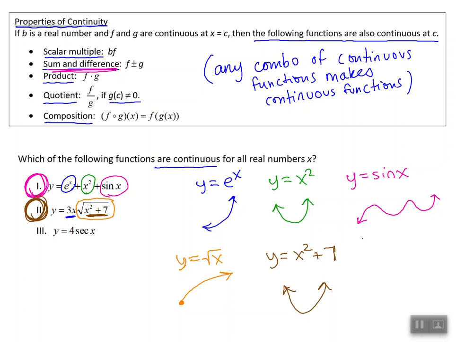Now the last one, secant x. I may not remember exactly what it looks like, but I do know that it's made from 1 divided by cosine x. And because cosine x is able to equal 0 at some parts, I'm going to have a discontinuous function here. So this one is not one that we would choose.